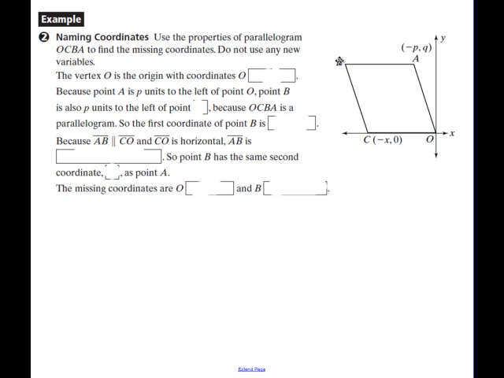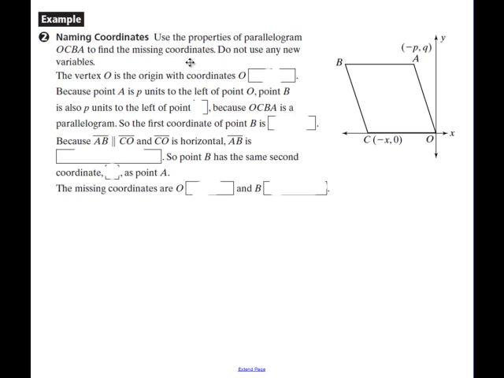So again, this is another situation where we're not necessarily using specific values. I mean, we do have a 0 in here, but we're going to be using variables to identify these coordinates. They just want to know what are the coordinates of b. So that's what they mean by missing coordinates here.